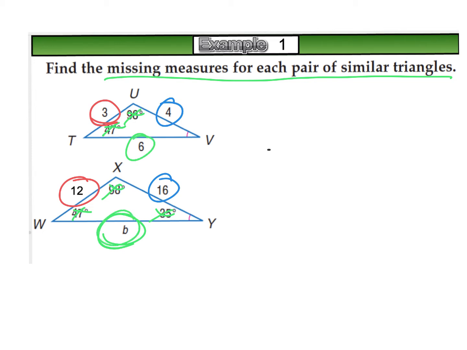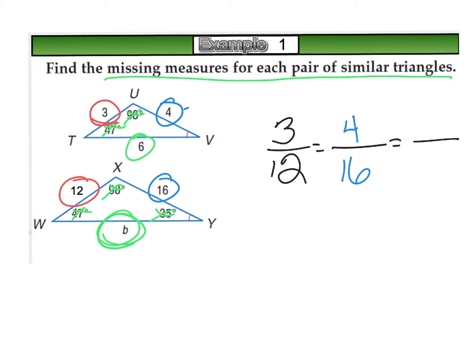So the first thing I'm going to do is set up a proportion. We did this last year. We're going to do the 3 from the top triangle, which corresponds to the 12 on the bottom triangle. I'm just going to set this one up for right now. I'm going to set up the 4 of that triangle on top to the 16 on the bottom. And then I'm going to add one more. Usually we're only going to do 2, but I'm going to take a look at the 6 on the top and the B on the bottom. I should have done these in red since they were our red sides, but that's okay.